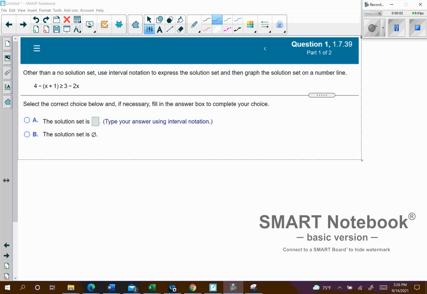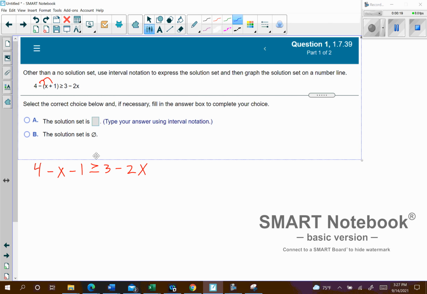Okay, let's go ahead and work this one out. So the first thing you want to do is distribute the minus right there. So that's going to give us 4 minus x minus 1 is greater than or equal to 3 minus 2x.